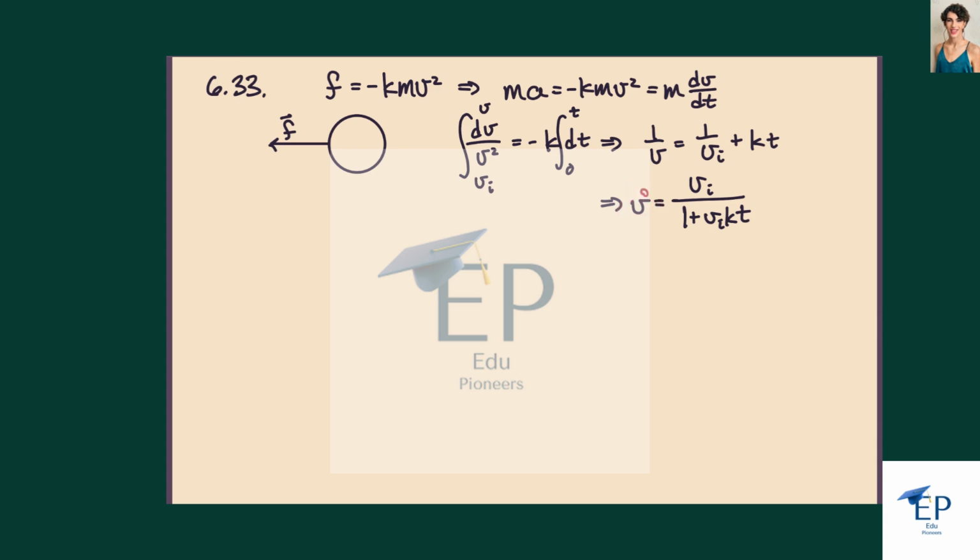And in fact, it theoretically never goes to 0, because it's proportional to v squared. So it's going to asymptote to 0, but actually never get there in this approximation of the situation.